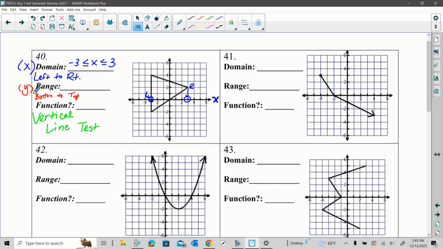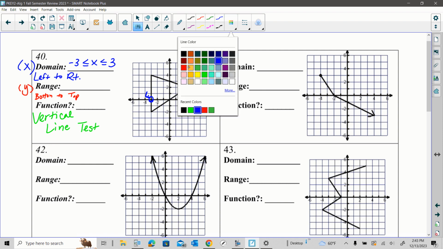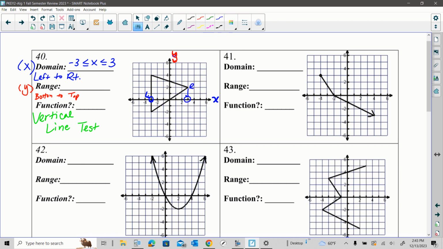Now, range is your y values. This is our y-axis right here. So we have to go to the bottom of the graph. The bottom is here, but you have to look on the y-axis. It's right there at a -2. The top of the graph is here, but you still have to look on the y-axis for range. So this would be a -2 is less than or equal to y, which is less than or equal to the 4. Now we're doing the equal to the line underneath because this is solid lines here on the triangle. If it's an open circle or dashed line, we wouldn't have the equal to.